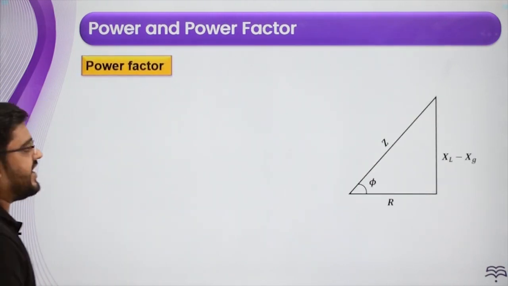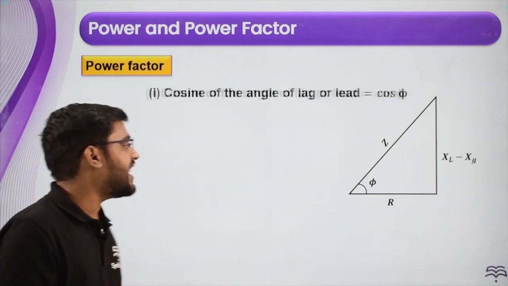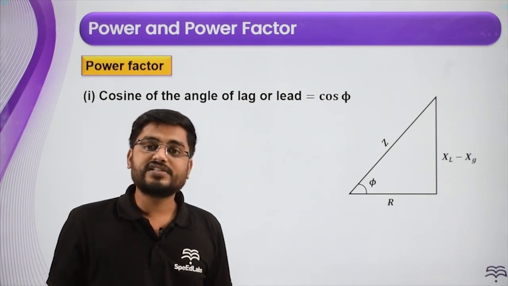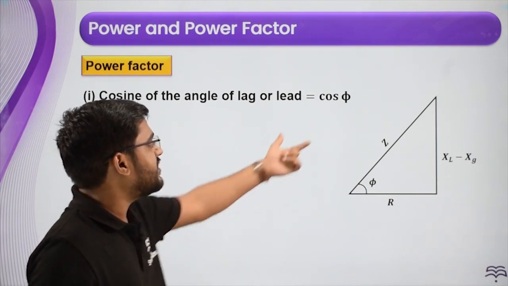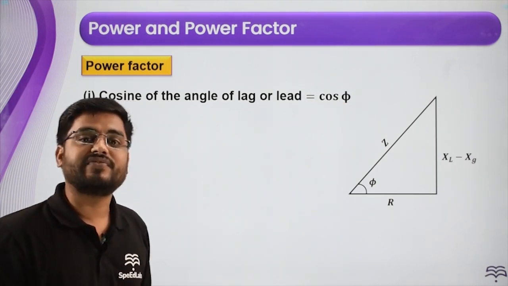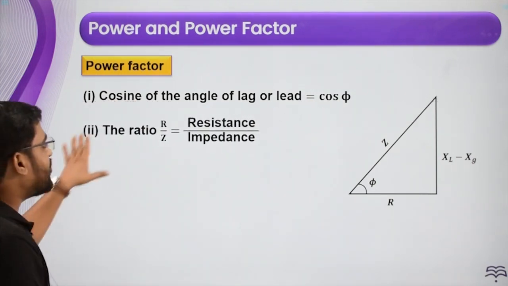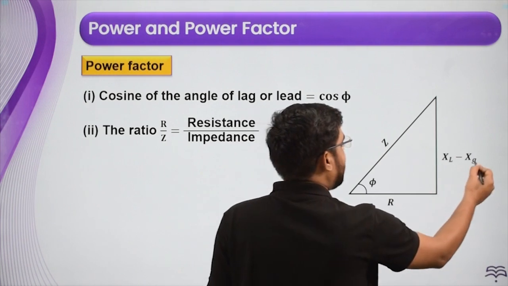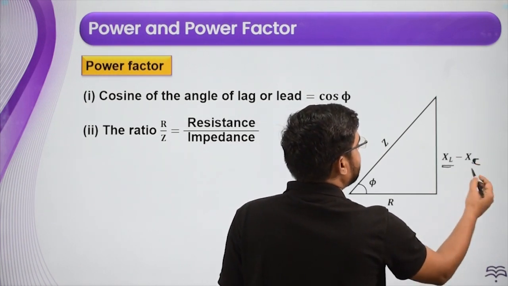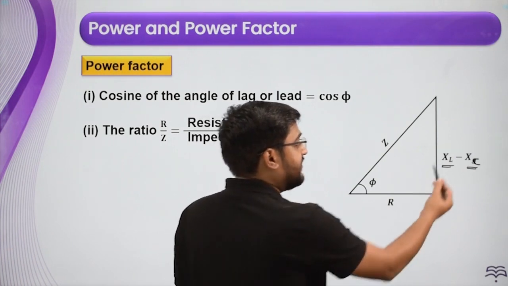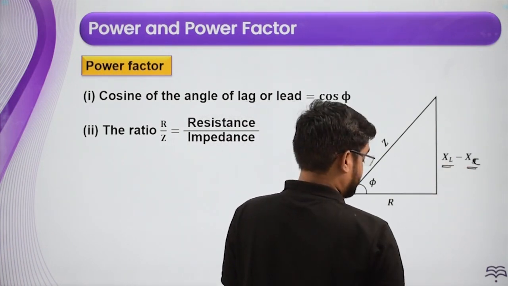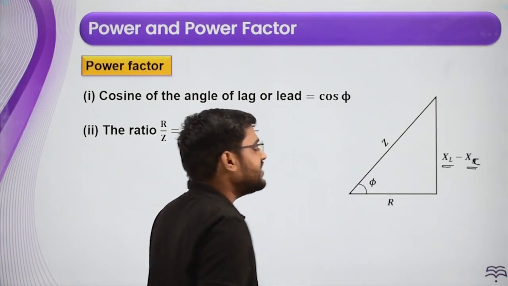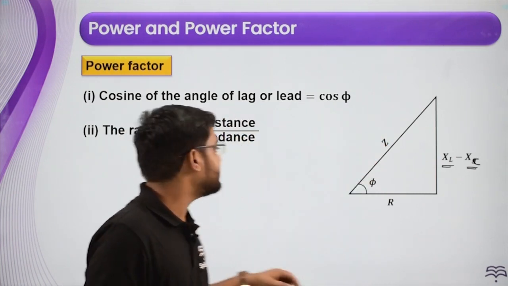Now the next is power factor. The cosine of the phi which we just discussed, the angle of lag or lead, that is the phase difference, is called the power factor. The cos phi is known as power factor. And next is the ratio of R by Z. If we make this diagram, then this is XL minus XC, the inductive reactance minus the capacitive reactance, and this is resistance and this is impedance. So the ratio of resistance to impedance is known as cos phi.